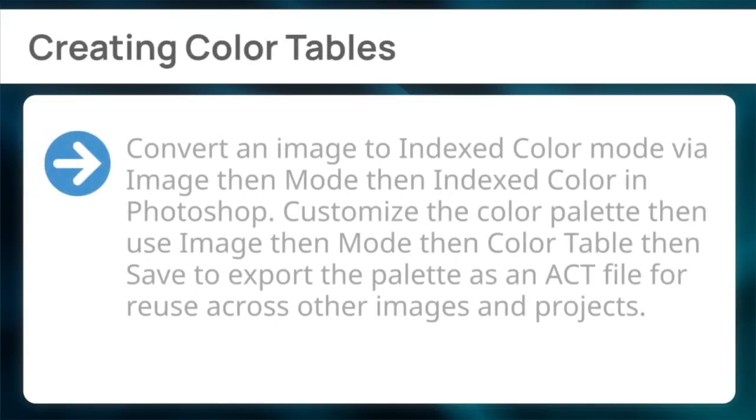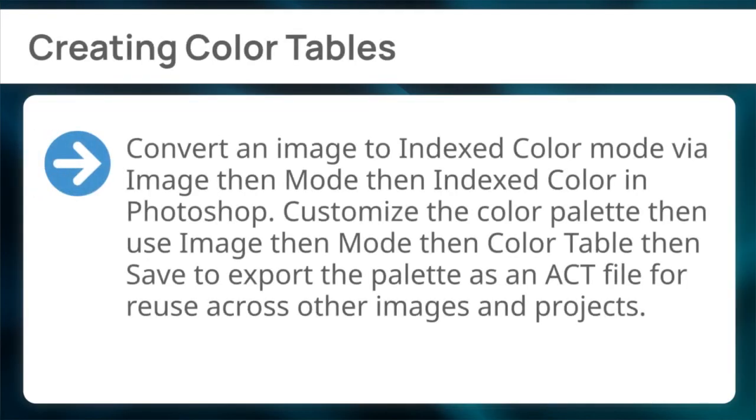Next, creating color tables. Convert an image to index color mode via Image, then Mode, then Index Color in Photoshop. Customize the color palette, then use Image, then Mode, then Color Table, then save to export the palette as an ACT file for reuse across other images and projects.